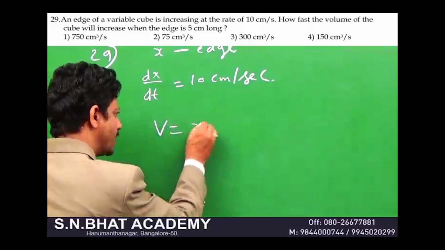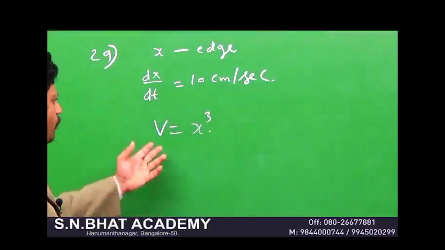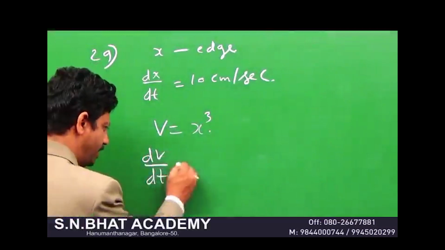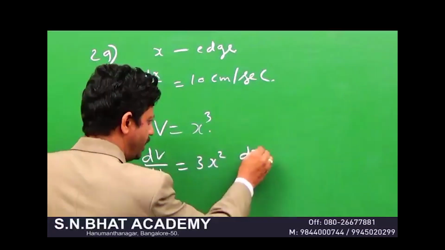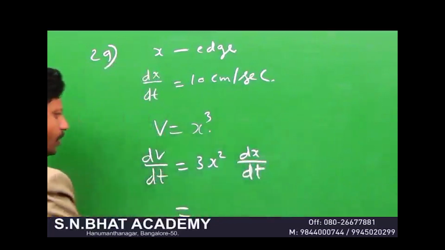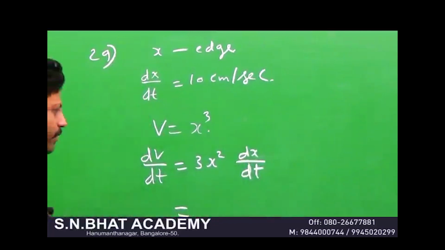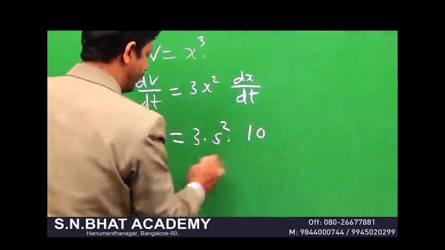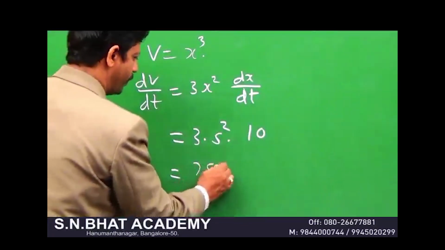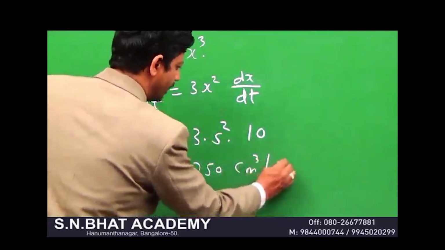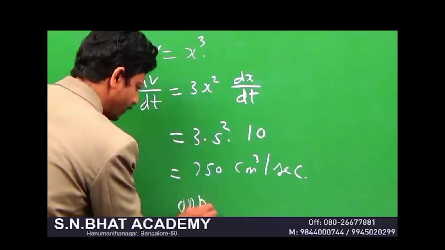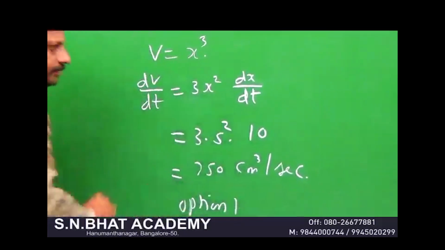The volume of a cube is x cube. So the volume of the cube is given by x cube. We have to find out dv by dt. dv by dt is 3x square into dx by dt. But x is given to be 5 centimeters. So we have to substitute x equal to 5, and dx by dt is given, it is 10. So it is 750 centimeter cube per second. So this is the rate of change of volume of the cube. It is option 1. Option 1 is the right answer.